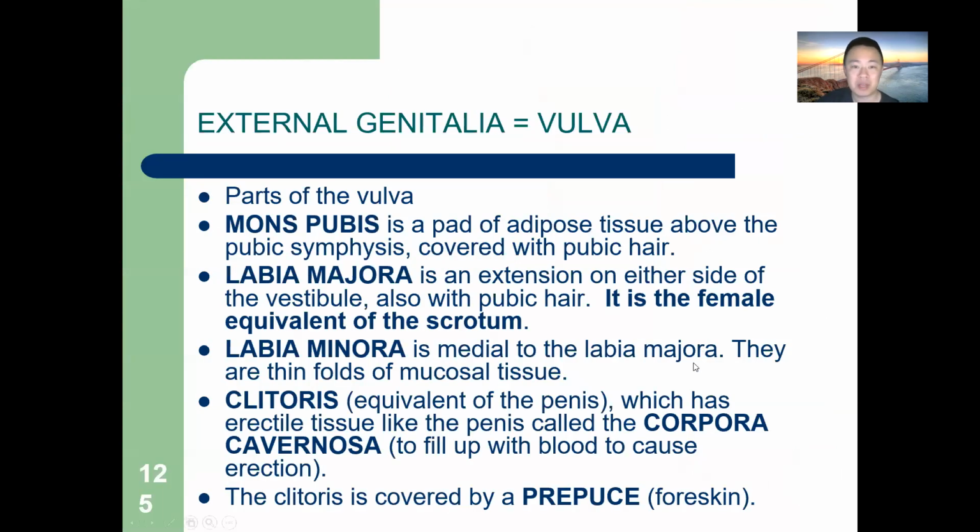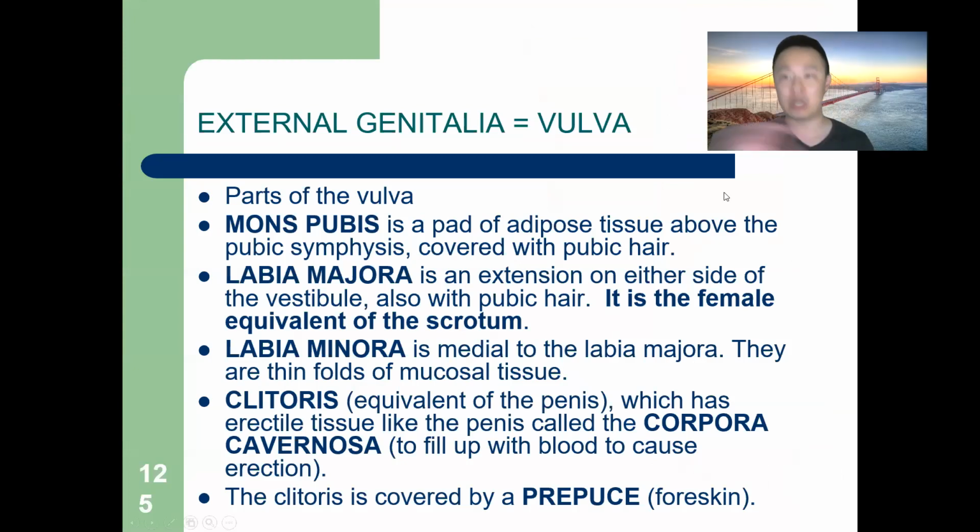All right, let's talk about the external genitalia, or the vulva. All the reproductive structures found outside are collectively known as the vulva. Parts of the vulva include the mons pubis, which is a pad of adipose tissue above the pubic symphysis that is covered with pubic hair. We have the labia majora and the labia minora.